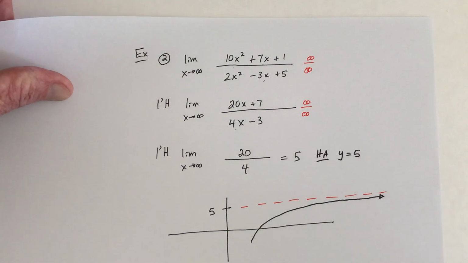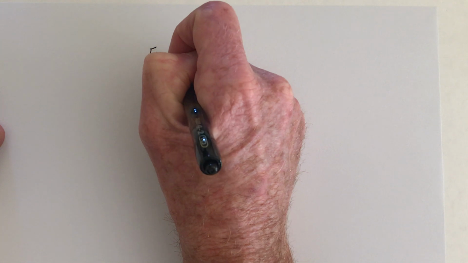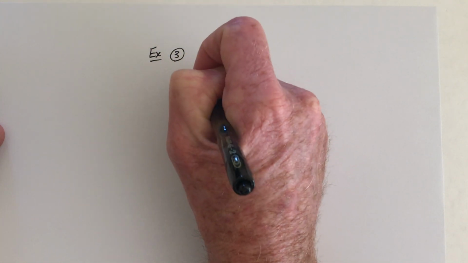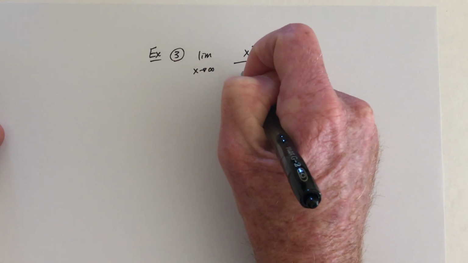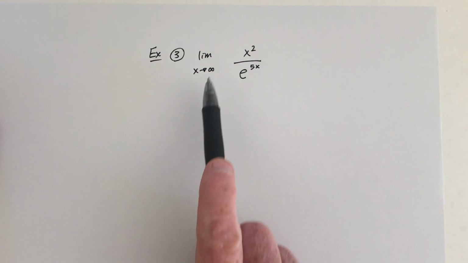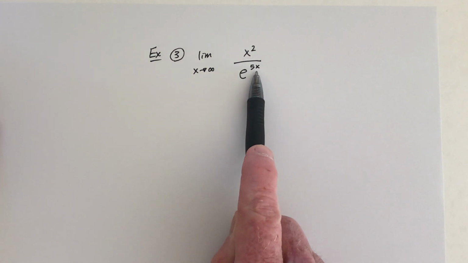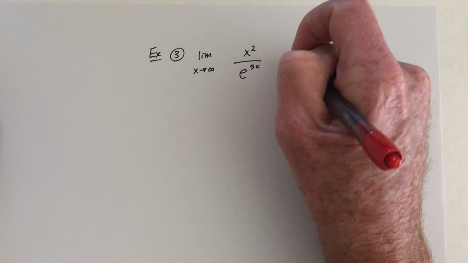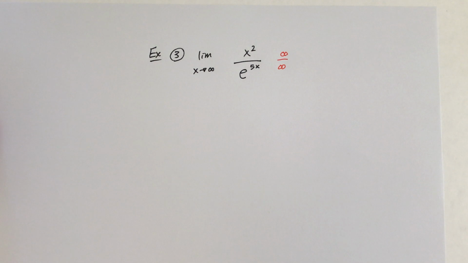So there's 2 more that we need to do with L'Hopital's rule, and one is with an e function. So for example, number 3, take the limit as x goes to infinity, and then it's got x squared on the top and e to the 5x on the bottom. So if you were to substitute infinity, infinity squared is infinity, e raised to infinity is also infinity. So this one is infinity over infinity, which means we're allowed to use L'Hopital's rule.